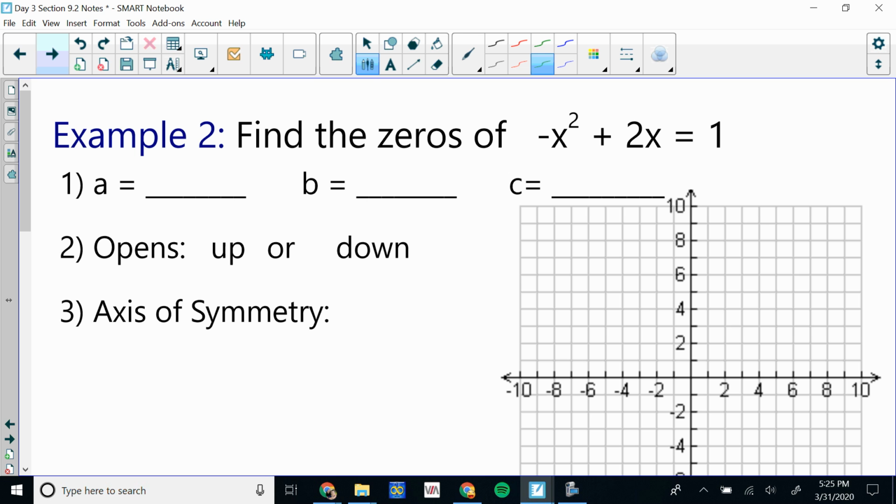Let's try another one. This is example 2. Using this equation here, our a, b, and c are going to be -1, 2, and notice it doesn't equal 0, so we need to probably move that over. I probably should have done this at the beginning, but that would give us just -x² plus 2x minus 1, then it would equal 0. So our c is going to be -1, not +1.